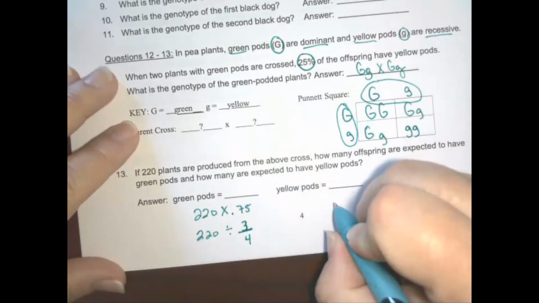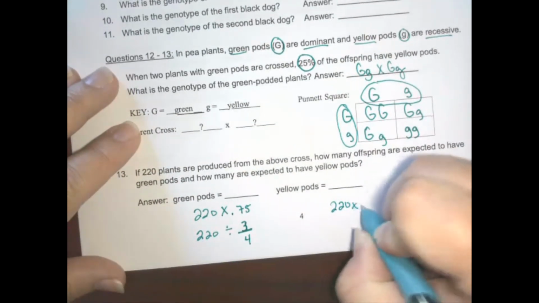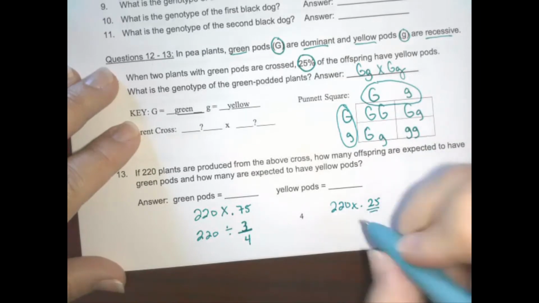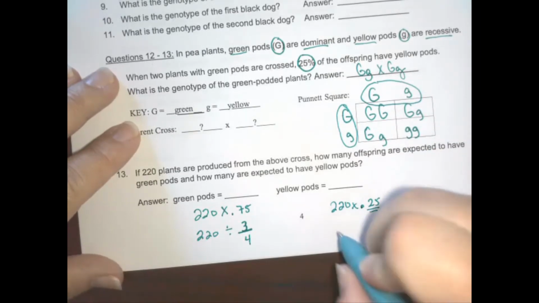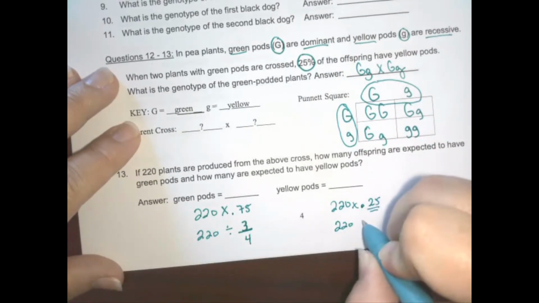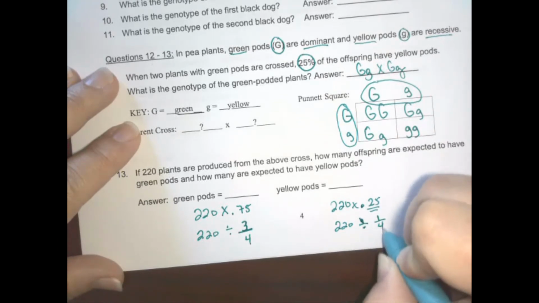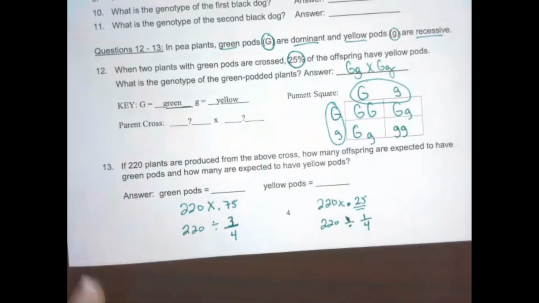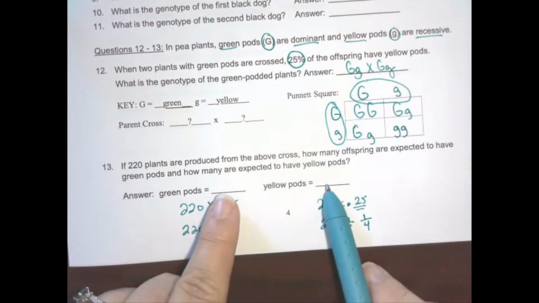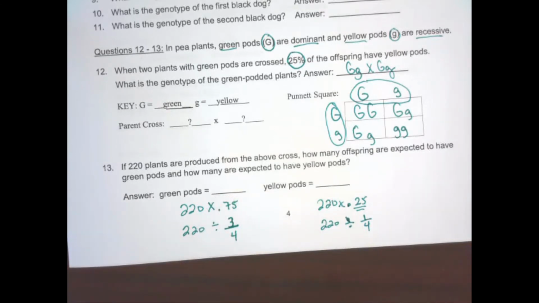As well with the yellow pods, you would do 220 times 0.25 because 25%. Make sure you do the decimal. Or you could do 220 divided by 1/4. Okay. That would end up giving you an idea, and those would be the numbers that go here.